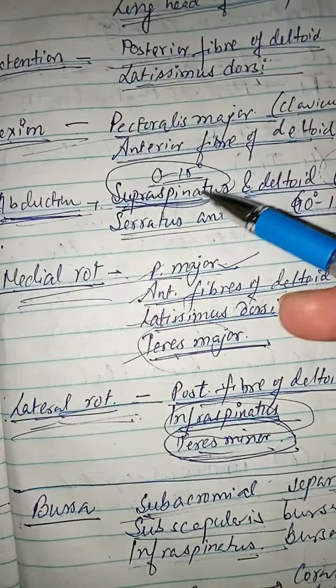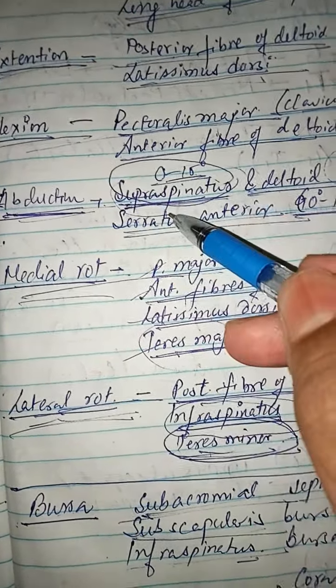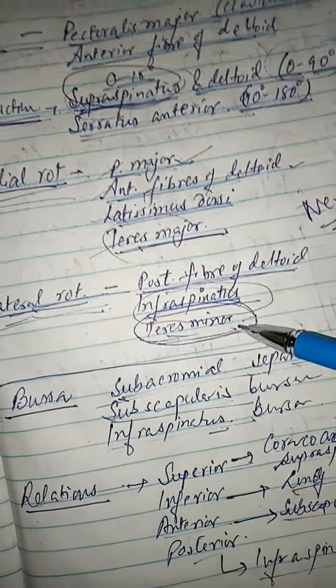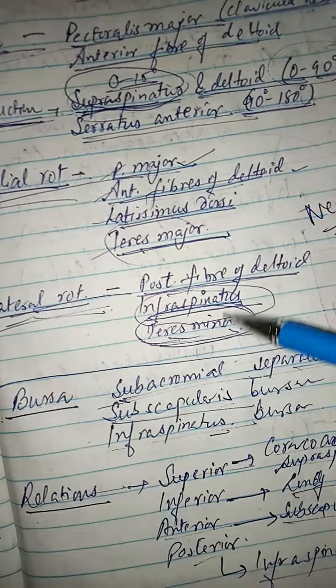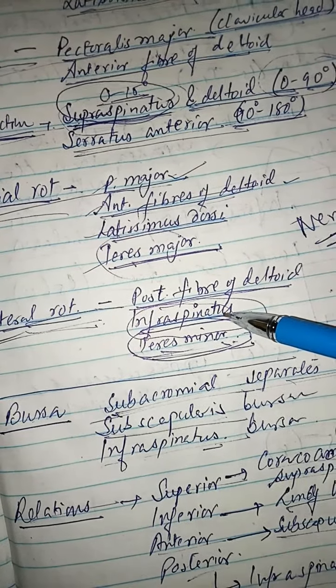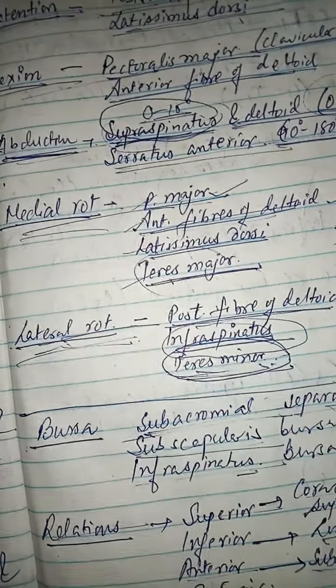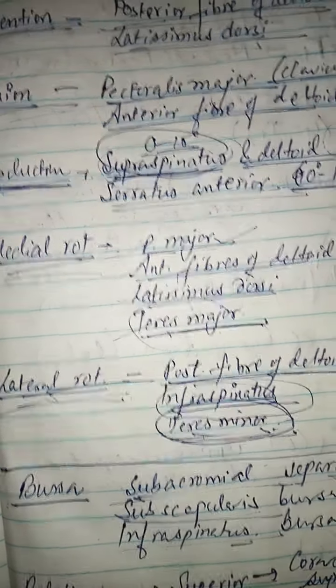So what are the rotator cuff muscles? The rotator cuff muscles are the supraspinatus, which causes 0 to 15 degree abduction; the teres minor, which causes lateral rotation; the infraspinatus muscle, which causes lateral rotation; and the subscapularis muscle. These are the rotator cuff muscles.